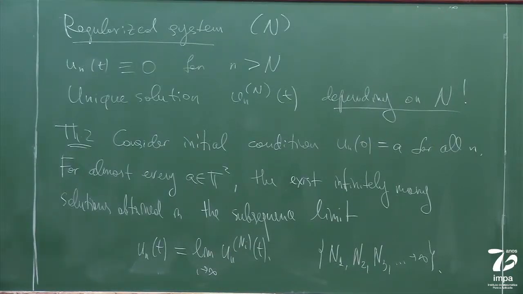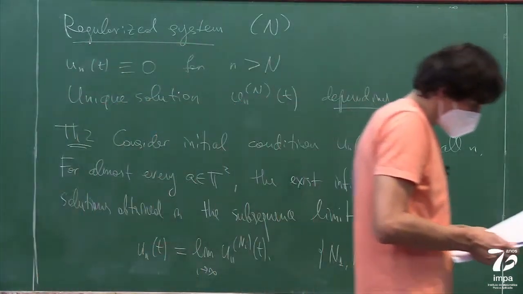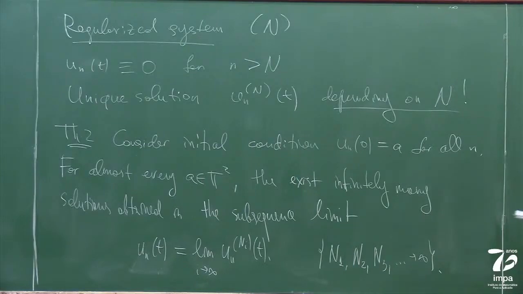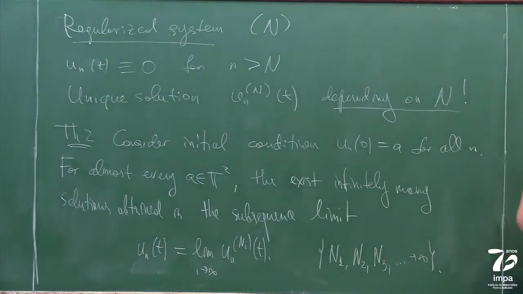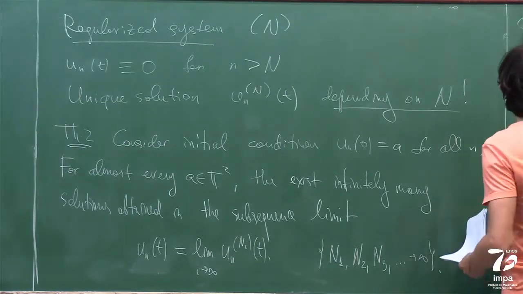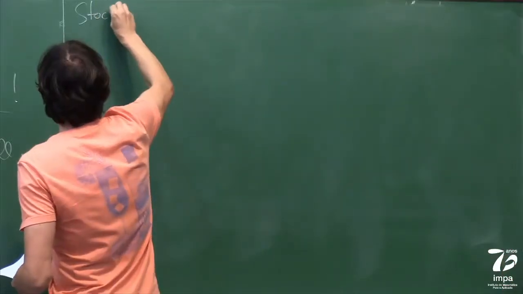So the situation is very bad. So what we would do in this situation is the following. So now what we do is that we introduce a stochastically regularized system.